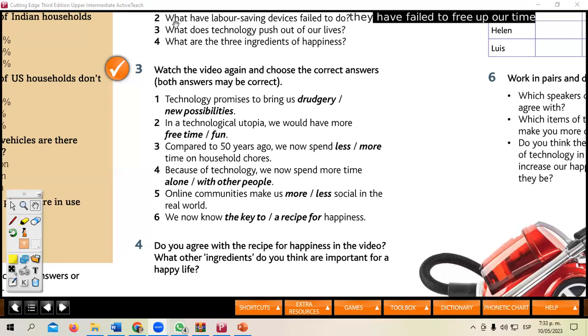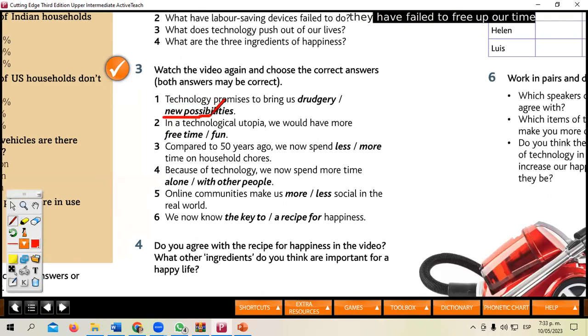All right, guys, are you ready? Do you have the answers for exercise number 3? Yes, teacher. Okay, let's correct. Okay, and let's start again. So Andres Correa, the first one. Technology promises us to bring us. Teacher, new possibilities? Yes, the answer is new possibilities.